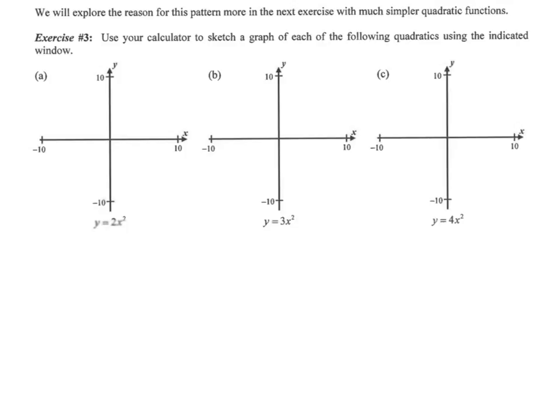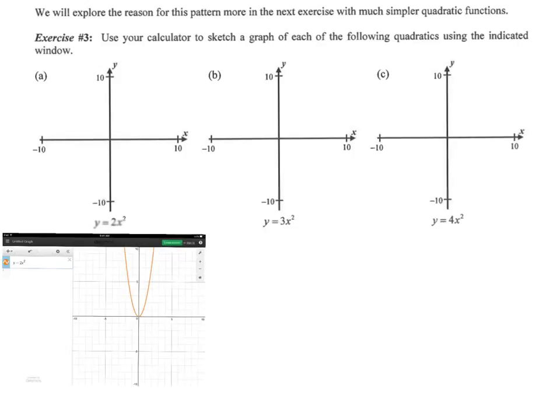Use your calculator to sketch a graph of each of the following quadratics using the indicated window. The indicated window, if you haven't noticed, is the standard window. So the first one that we're going to sketch is y equals 2x squared. You will see that the y-intercept is at 0, 0. You have a point at 1, 2. You have another point at negative 1, 2. And it keeps going up from there. So our graph looks like this.